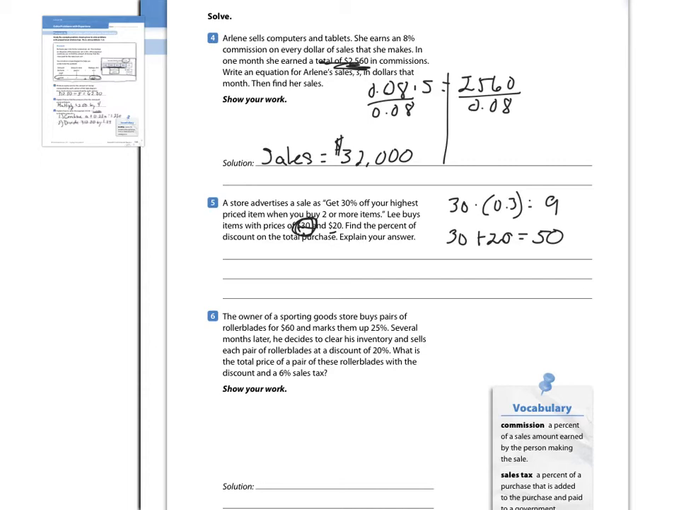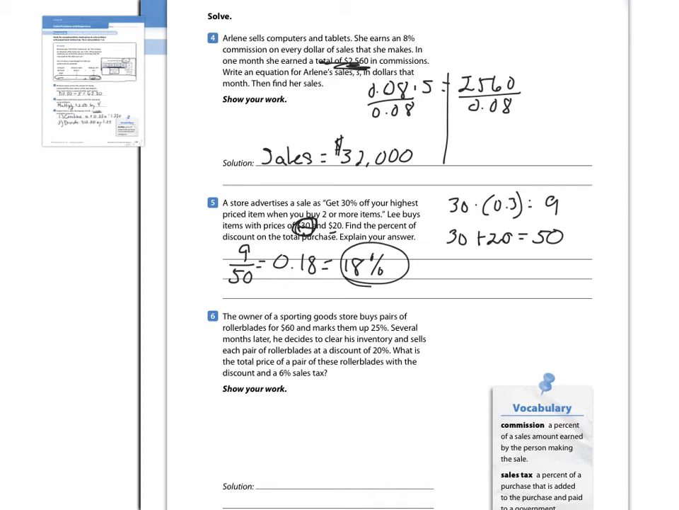So we're saving $9 out of $50 to find percent. Percent is a part out of whole comparison, which just means I'm going to take 9 and divide it by 50. 9 is my part, 50 is my whole amount. Again, that's what percent represents. It's a part to whole comparison. It comes out to equal 0.18, which equals 18%.